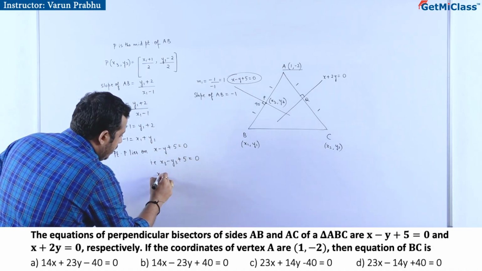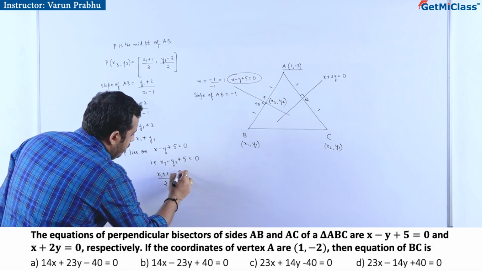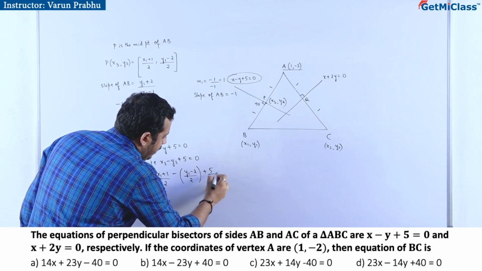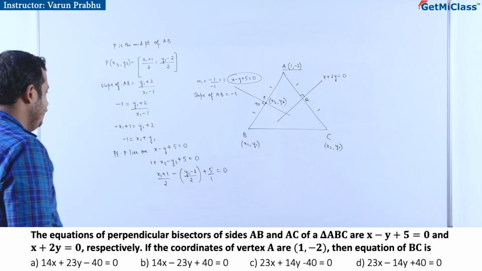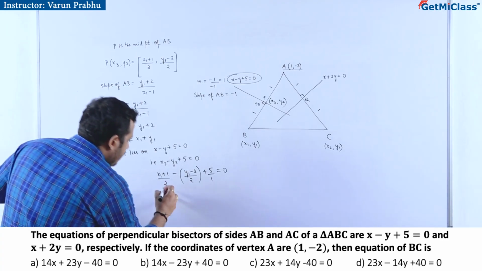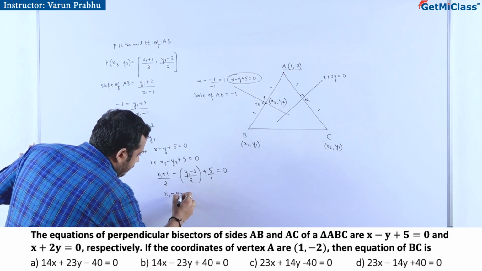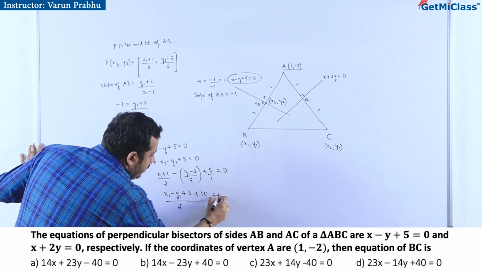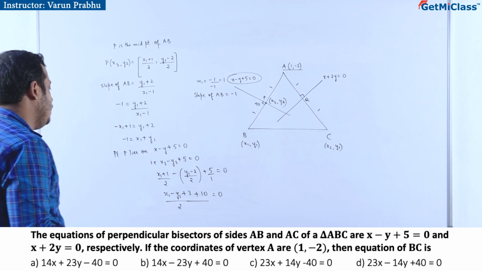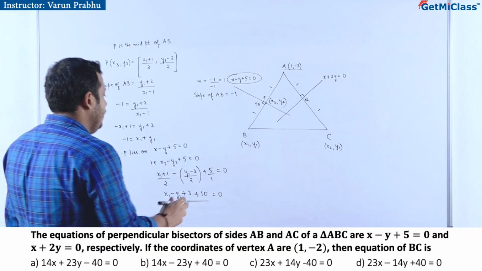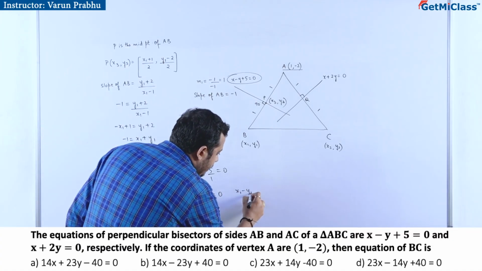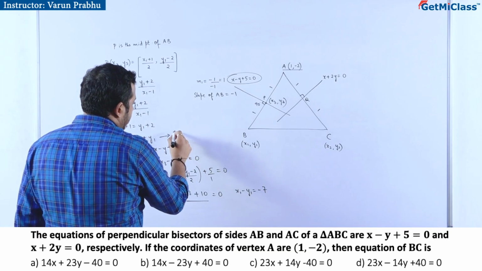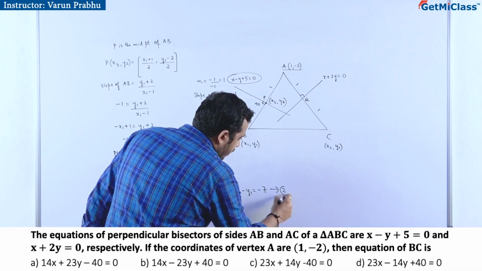So x3 is nothing but (x1 plus 1) divided by 2 minus (y1 minus 2) divided by 2 plus 5 divided by 1, that is equal to 0, correct? So I can write (x1 minus y1 plus 3) divided by 2 plus 10 should be equal to 0. So I can say x1 minus y1 is equal to minus 7. This I will call equation 1, x1 plus y1, and this one equation number 2.